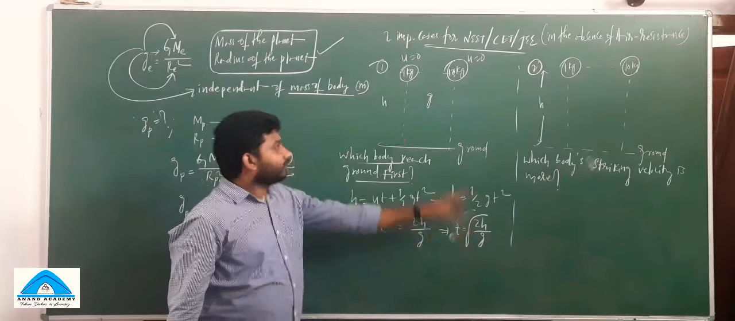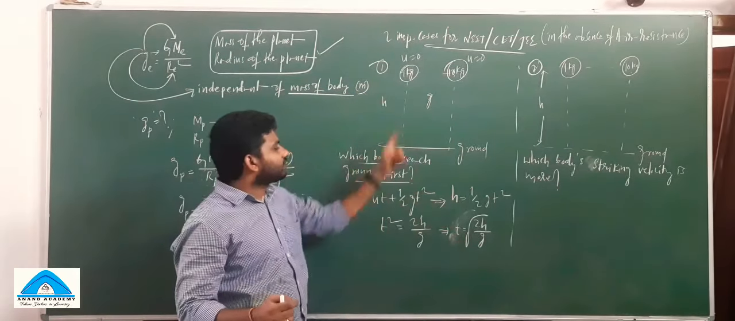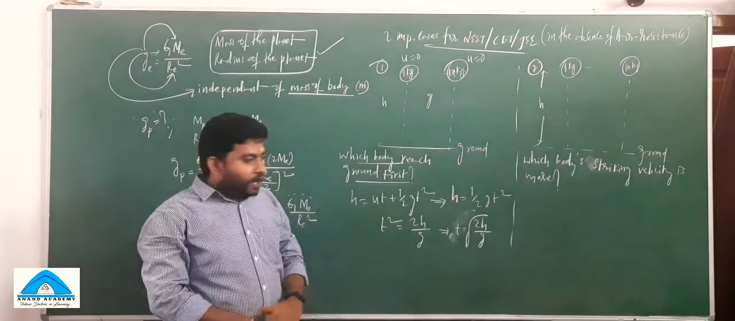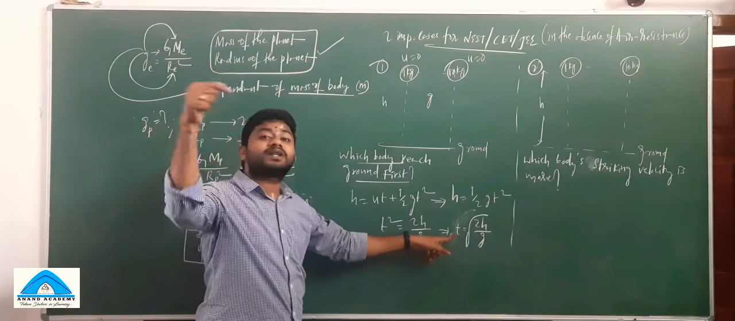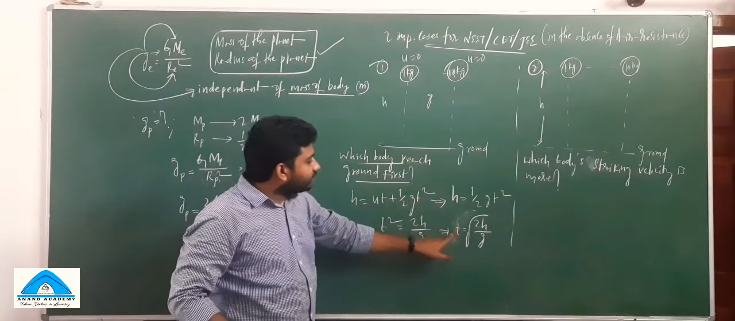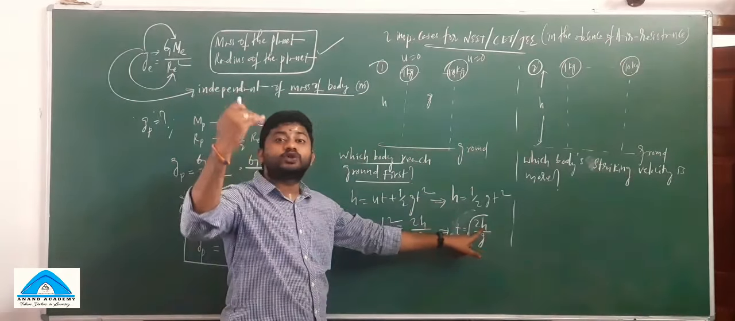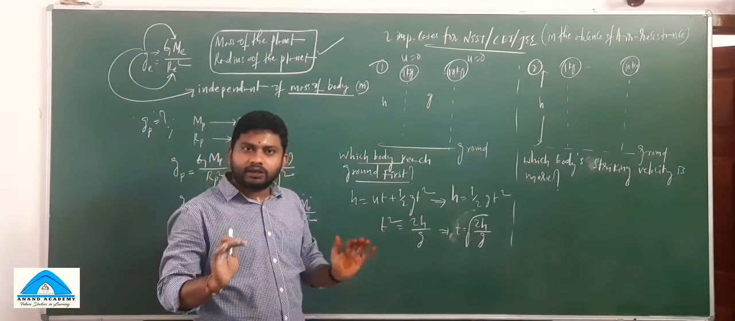This is the expression for this body as well as this body, right? The time taken by this body to reach the ground. This is the only expression we have. In this case, the time taken by the body depends on what parameters we need to check. Time taken by this body depends on root of h, the height from which you drop, and g, acceleration due to gravity. Okay, clear?